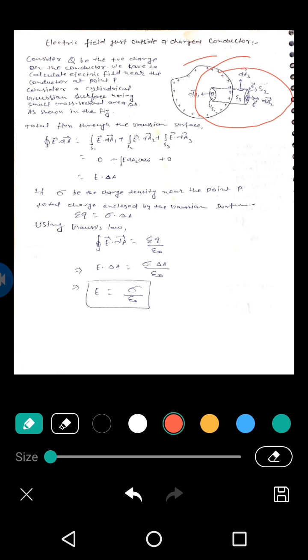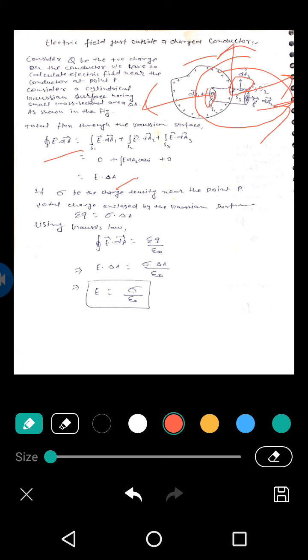Now the area vector of this flat surface is towards left side, and electric field is 0, and for the right side flat surface, area vector is towards right and electric field is also towards right, and for the curved surface, area vector is along upward direction and electric field is towards right. That's why the electric flux through the curved surface again will be 0. Here the total electric flux through the Gaussian surface, that is the cylindrical surface, phi equal to E into delta A.